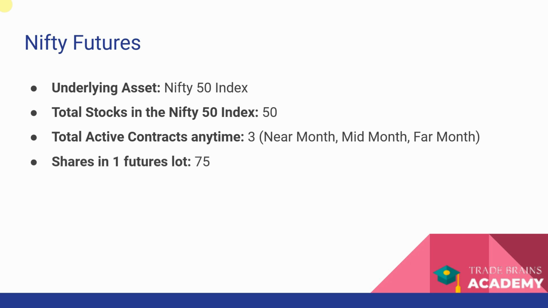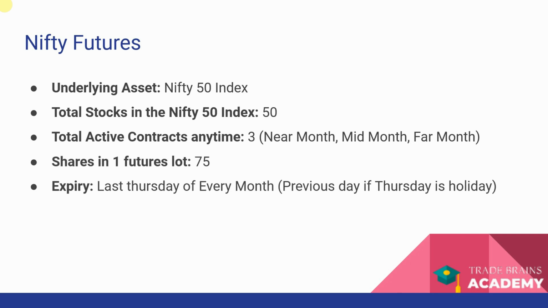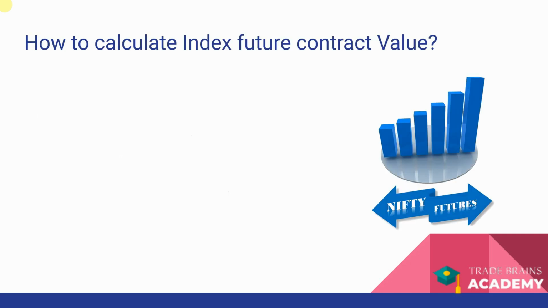The total number of shares in one futures lot is 75 for the Nifty 50 index, and the expiry date is the last Thursday of every month. Basically, on every last Thursday of the month, the Nifty futures contract or any index futures contract expires. And if the Thursday is a holiday, then the expiry happens on the preceding day, that is, on Wednesday. So now let us try and understand how to calculate the index futures contract value.